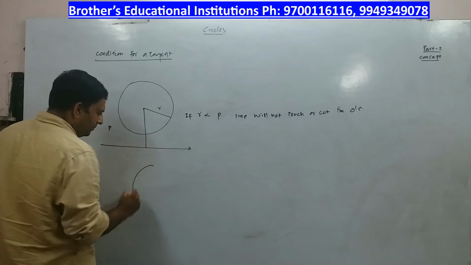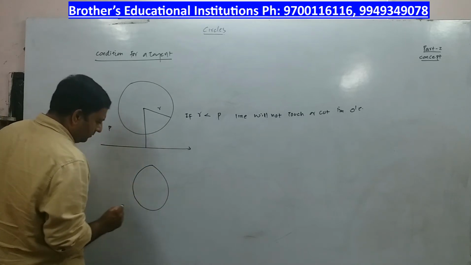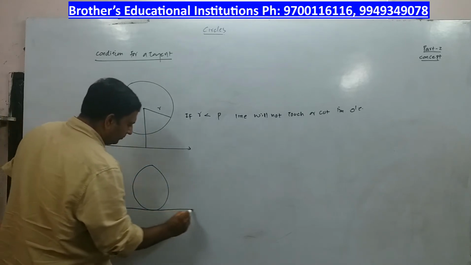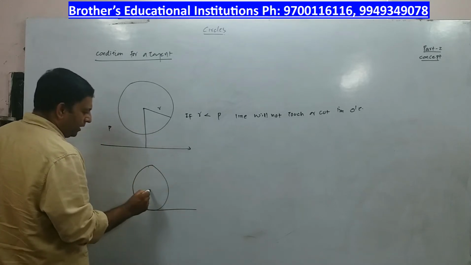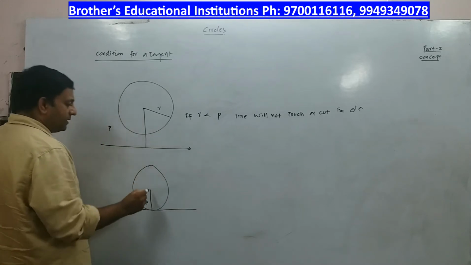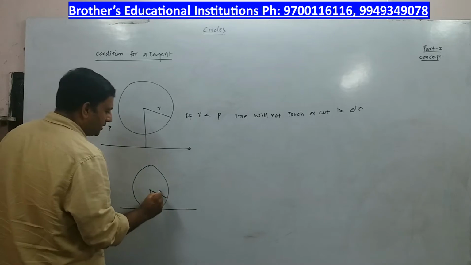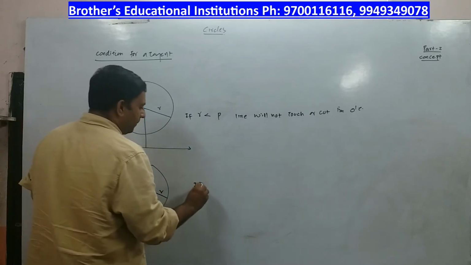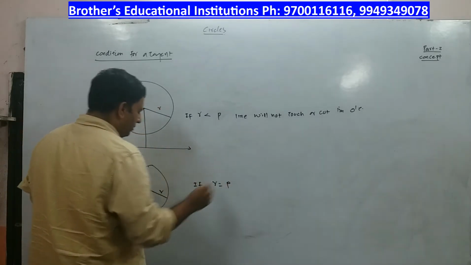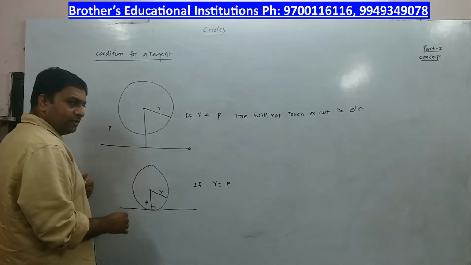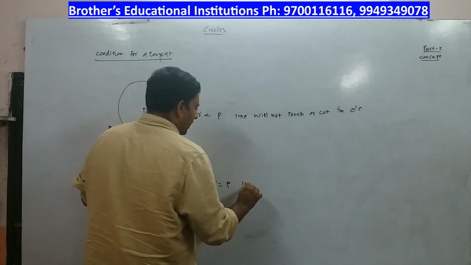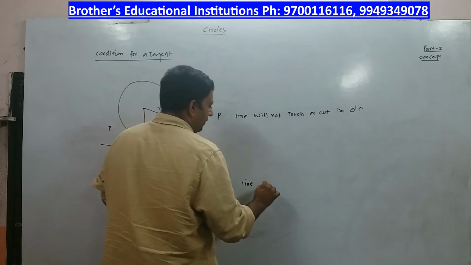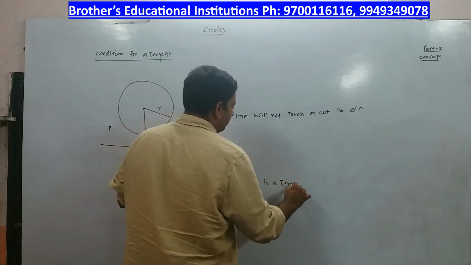Now what happens if this line is coming above? This is what it is. Right. Now here, this is the perpendicular distance from the center, and what is this? This is the radius. Now if radius is equal to perpendicular distance, what will you write? Line is a tangent.